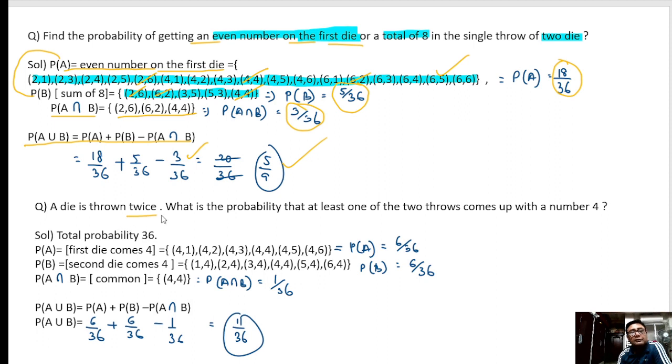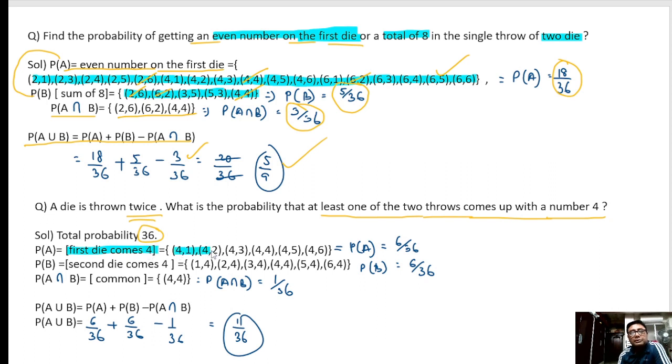Next, a die is thrown twice. That means there are a total of 36 options. What is the probability that at least one of the two throws comes up with the number 4? One of the two throws, that means one throw will come with a 4. So let us see. First die comes 4.